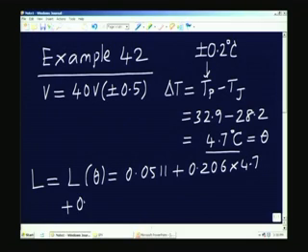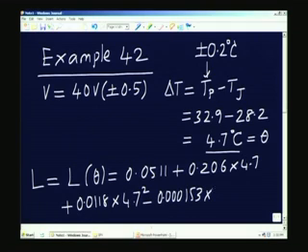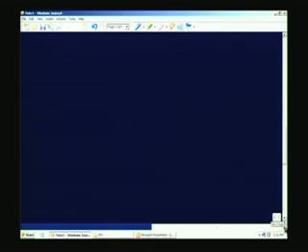plus 0.0118 into 4.7 squared minus 0.000153 into 4.7 whole cubed, and this comes to 1.26 watts. The heat loss because of the temperature difference equal to 4.7 degrees between the plug and the jacket is 1.26 watts. Now, we will calculate the heat supplied to the heater.